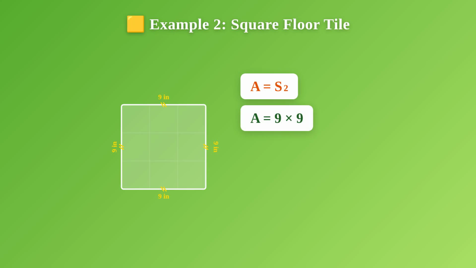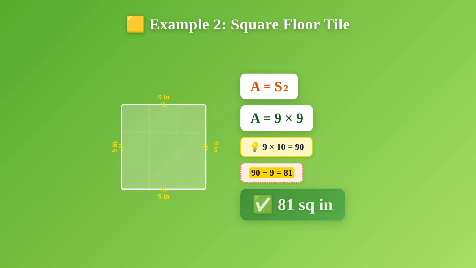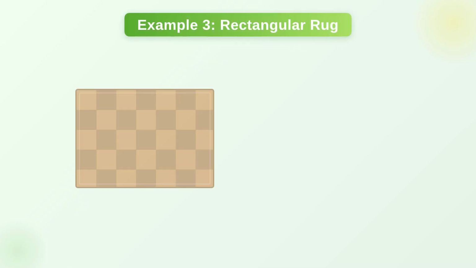Now let's try a square. Maya spots a large square floor tile in the hallway. Each side of the tile measures 9 inches. What is the area of one tile? We use A equals S squared, which means S times S. So we write A equals 9 times 9. 9 times 9. Let's think about it. 9 times 10 is 90, then subtract one group of 9. 90 minus 9 equals 81. So the area of the tile is 81 square inches. Maya's getting faster at this. Can you feel the momentum?